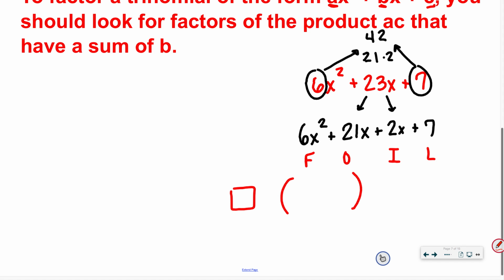A 3, and what else? X. And an x. Okay. If I took out the 3x, what's left? 2x plus 7. Good. Now, in this situation, is there a common factor between 2x and 7 besides 1? No. So your common factor would be a 1.